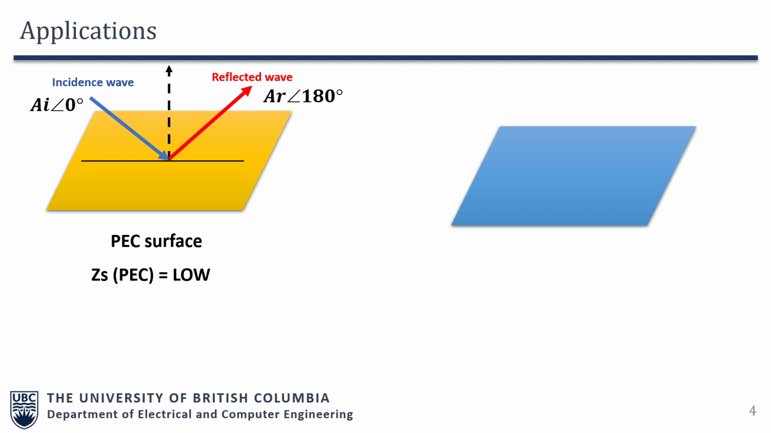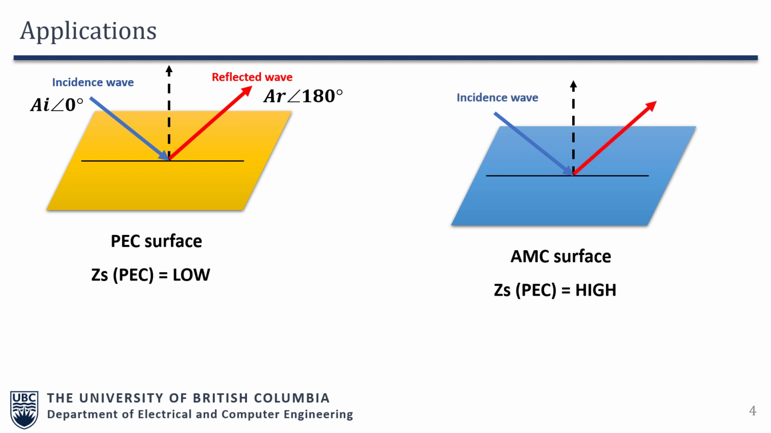Imagine what happens with this PMC. Now, a PMC or AMC surface does not invert the reflected wave phase. So this is a very important property of AMC. If you notice, the incident wave phase and the reflected wave phase are in phase. They are not inverted at all. So this feature is very important in the design of antenna engineering. Why, we will see in the later slides.